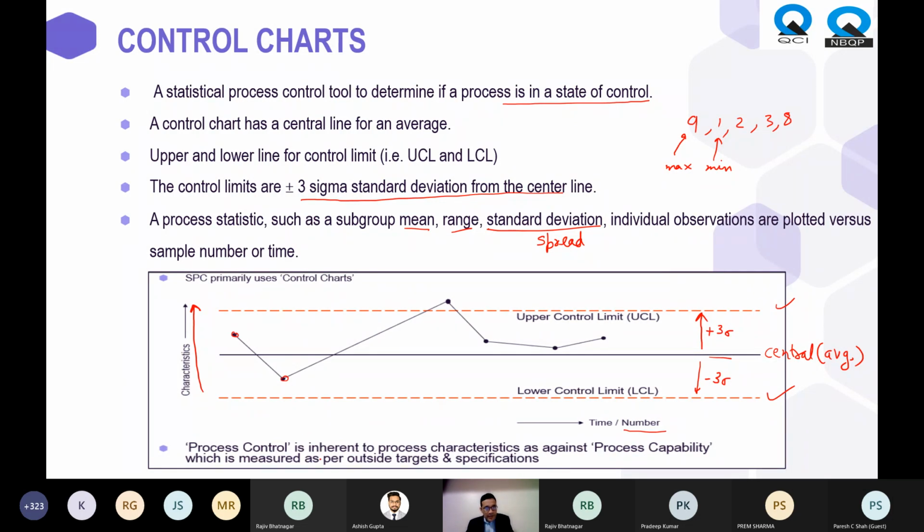The process control is inherent to process characteristics, as against process capability, which is measured against outside targets and specification.